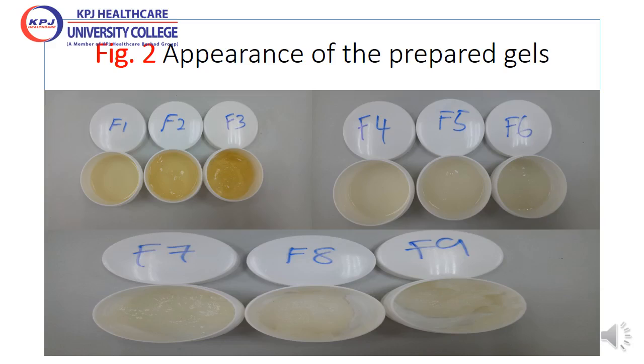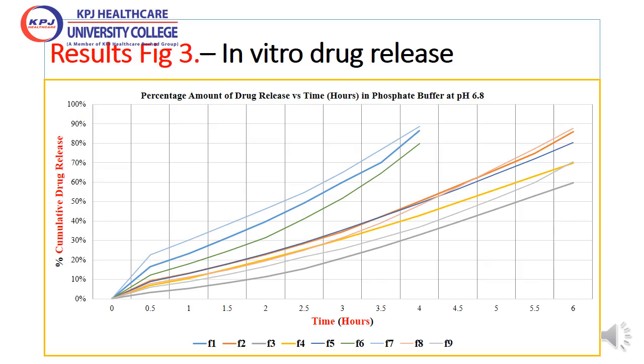The gels, as we have discussed earlier, F1, F2, and F3 showed a slightly yellow color, whereas the other formulations were clearly white. In vitro drug release was carried out using modified Franz diffusion cells, and these are the results of the in vitro drug release. We can see that formulations F1, F3, and F5 showed a bit faster release, whereas for the other formulations the drug release was sustained, and 50% of the drug was released at around the fifth hour, and only 80% of the drug was released at 6 hours.